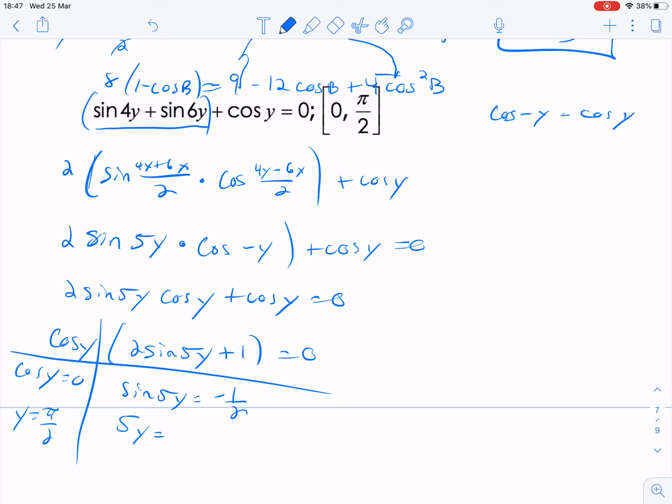Sine of y equal to negative 1/2. We get third quadrant and fourth quadrant, which is 7 pi over 6 and 11 pi over 6. Let's keep going. If we added another 2 pi, it'd be 19 pi over 6. And 11 pi over 6 plus another 2 pi is 23 pi over 6.